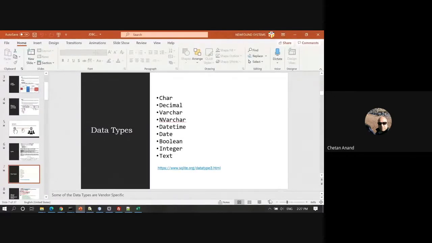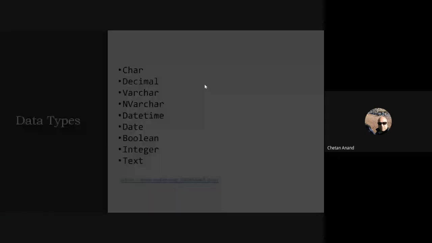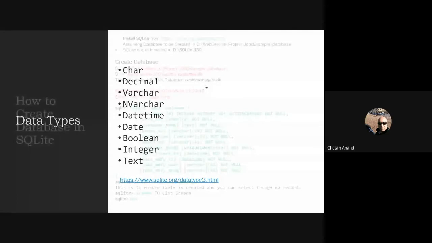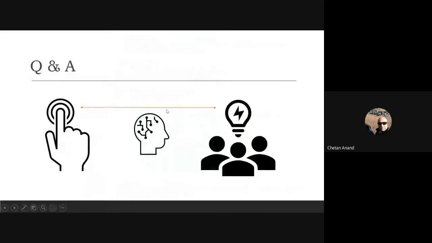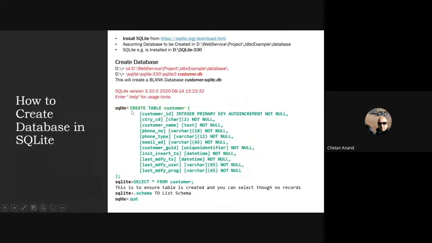Let me go to the next one. Now, how do you create the table? When you want to create the table, I have given the SQL in the presentation. You just have to copy paste this portion like what I'm showing here. Create table, all this, and then just put a semicolon at the end. It will create the database table.